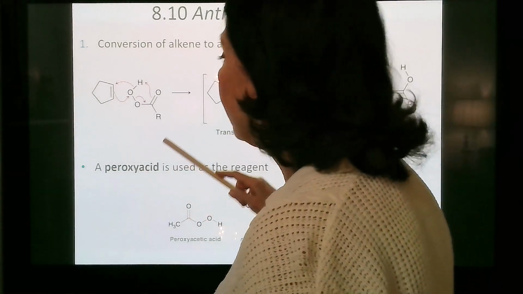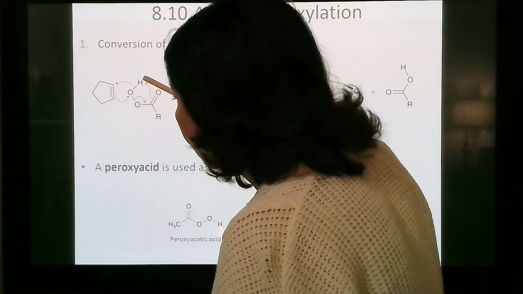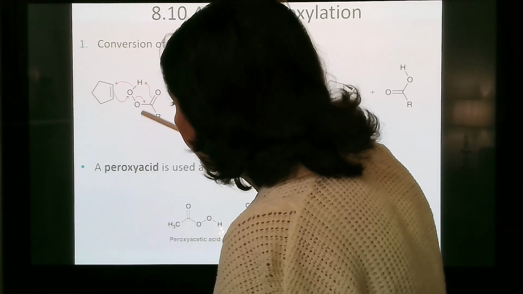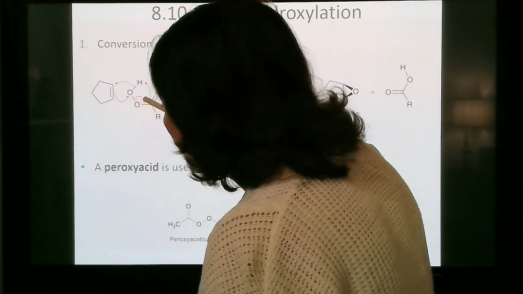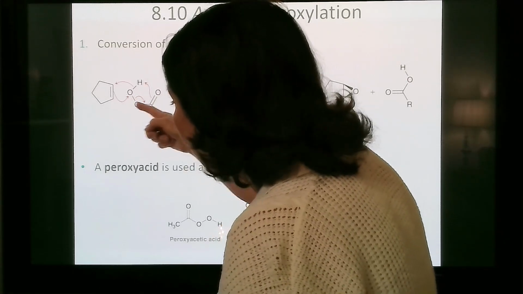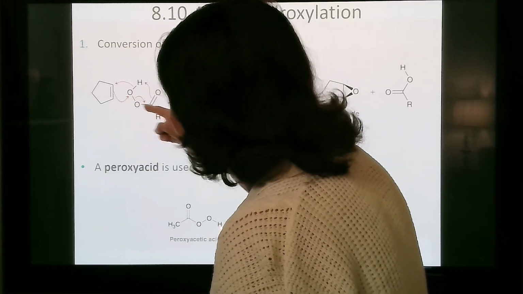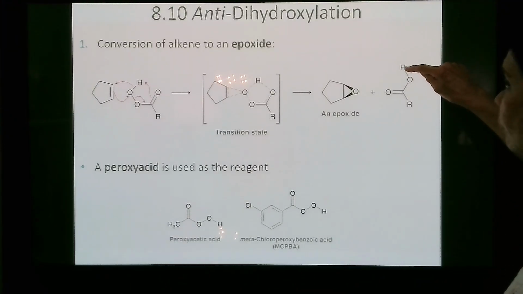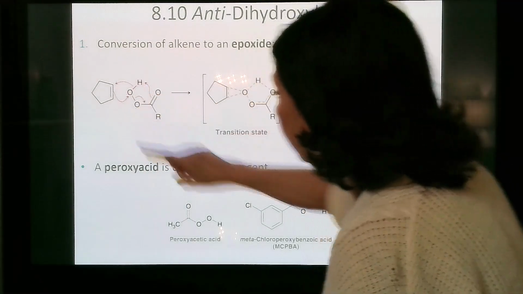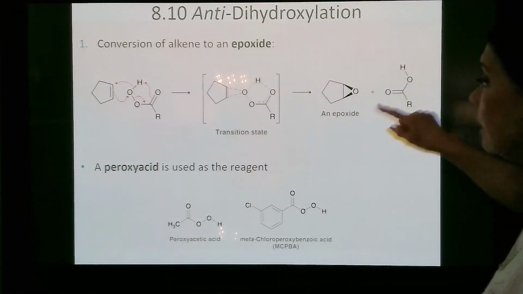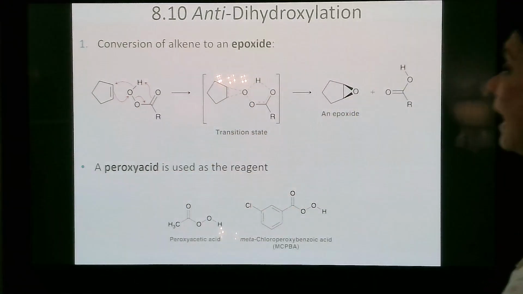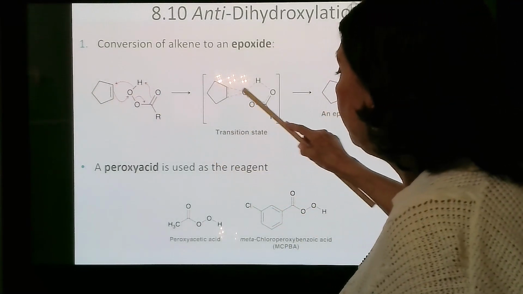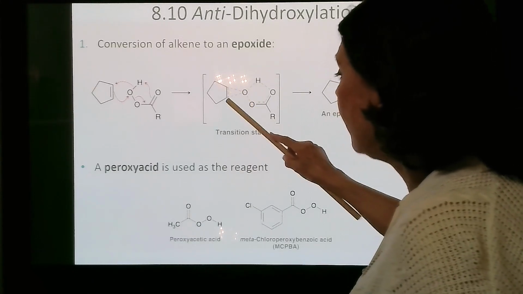So, in a very concerted fashion, what happens is this hydrogen becomes attached to that carbonyl oxygen, and this pair of electrons moves over. So the carbonyl now is here instead of here. The carbonyl becomes here. You can see it. And so this hydrogen was originally over here. And this was originally the carbonyl. And so this oxygen becomes the epoxide oxygen.